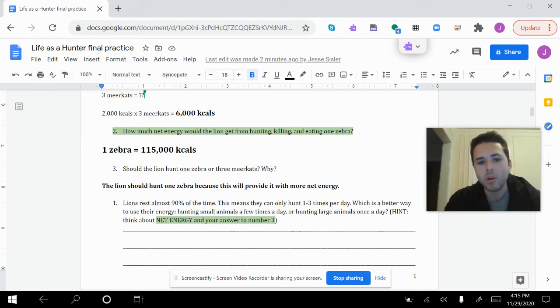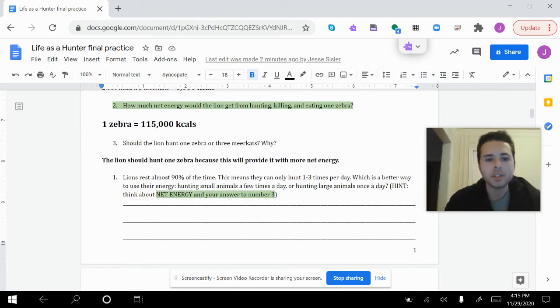If the lion hunts 1 zebra and it's successful, it's going to gain 115,000 kcals just from that one hunt. So does it make more sense, and this is what you're answering in number one, does it make more sense for the lion to hunt small animals a few times a day, or to just hunt a big animal once a day? Okay, so take a minute to answer that question.